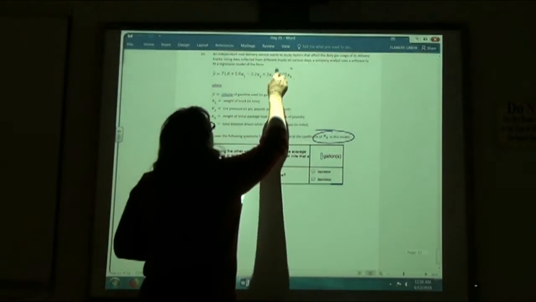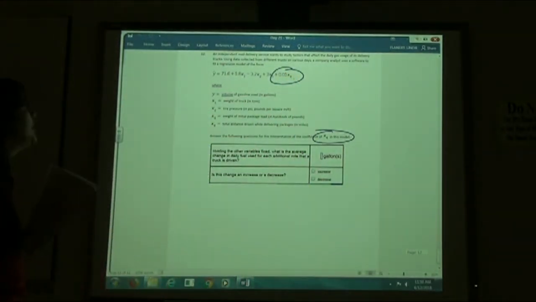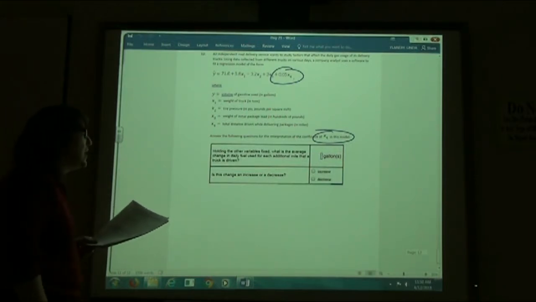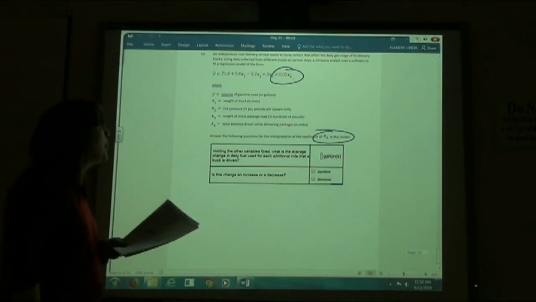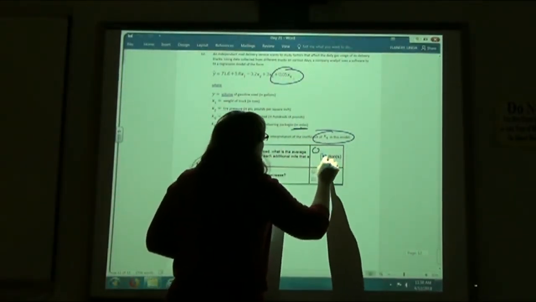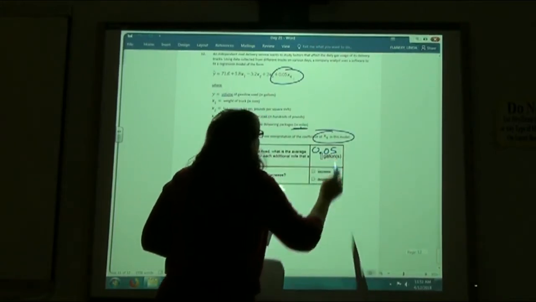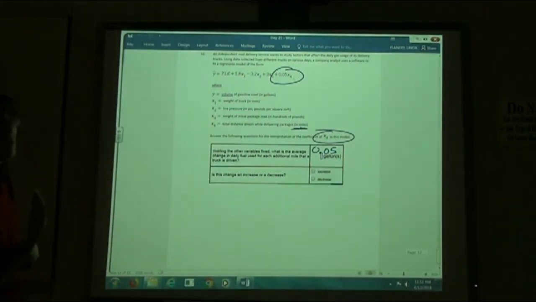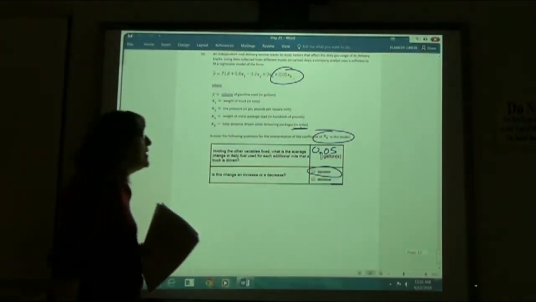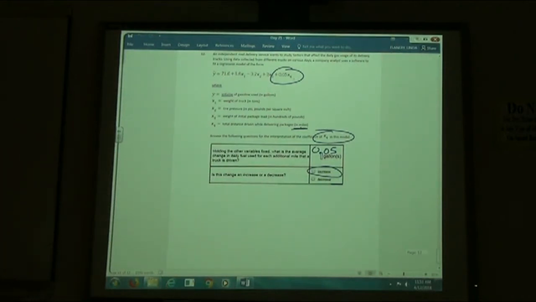So x sub 4 here, I have that number, 0.05. Holding the other variables fixed, what is the average change in daily fuel used for each additional mile that a truck is driven? This is in miles, so I'm just using the 0.05. It wants to know, is that change an increase or a decrease? I have a positive value. That means it's going to increase 0.05 gallons.